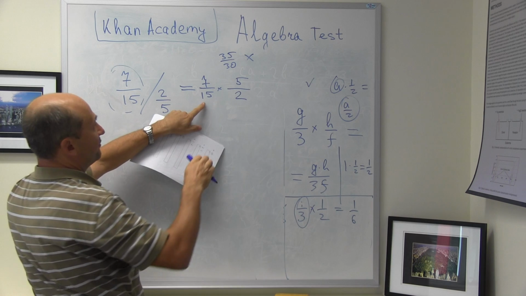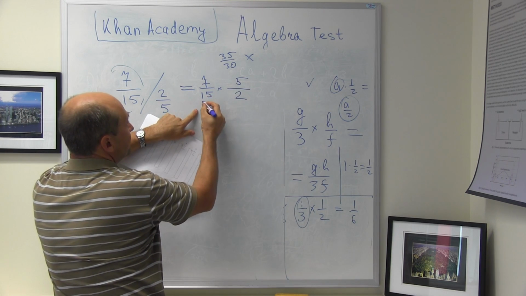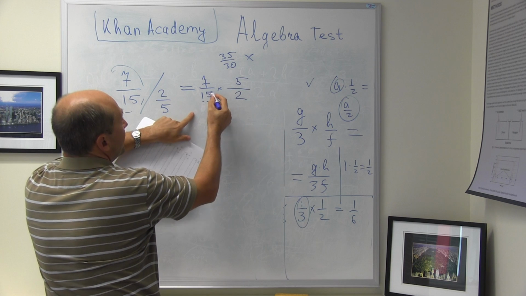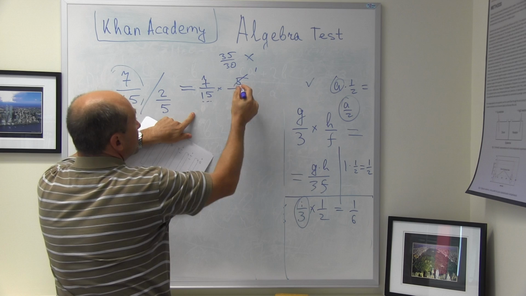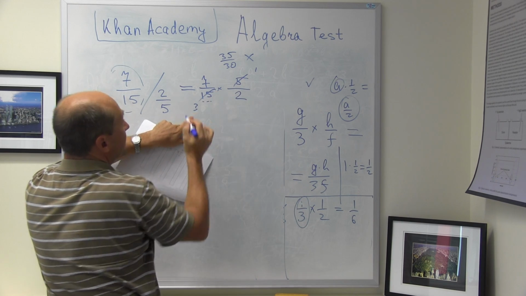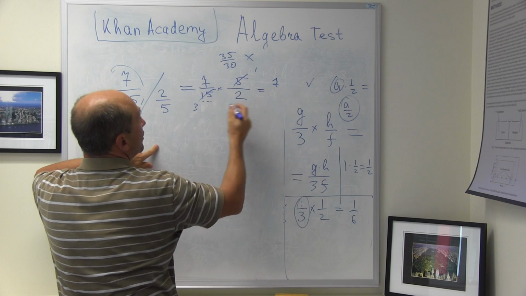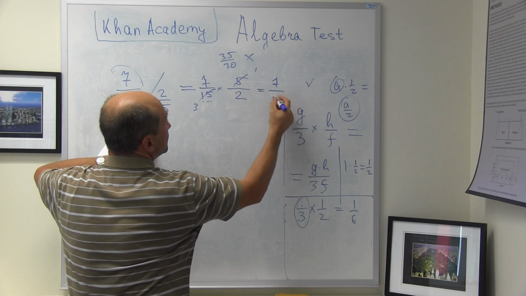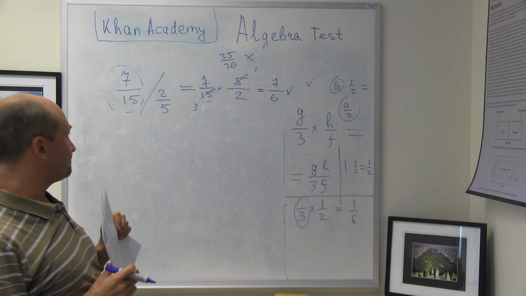You can simplify it here obviously by noticing that you can divide these by 5 and these by 5, but it will be even simpler if you notice that here you've got 15, you've got 5, and you can divide by 5, here getting 1, and here getting 3. So therefore here you've got 7 by 1, and here 3 by 2 gives you 6. So that is a correct answer.